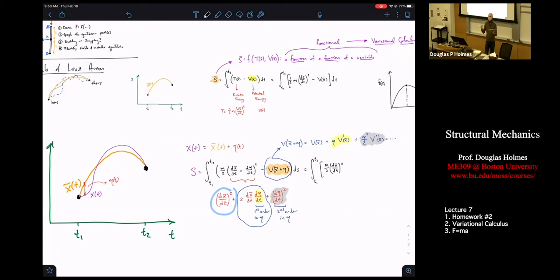That's the 0th order in eta, right? Because eta doesn't appear at all. So the 0th order terms in eta are the ones I'm highlighting here. No eta, no eta. So it's 0th order in eta, looks like this.